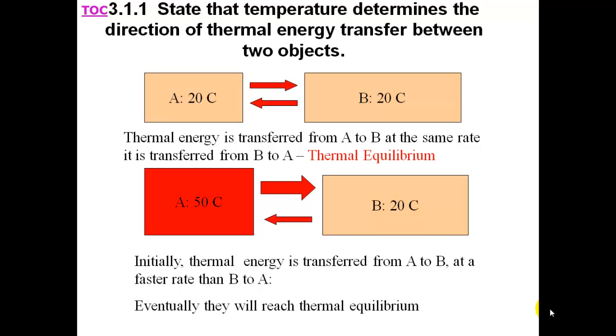Initially, the thermal energy is transferred from A to B. There's a net transfer of thermal energy. But eventually, they will be in thermal equilibrium. They will both be at around 35 degrees.